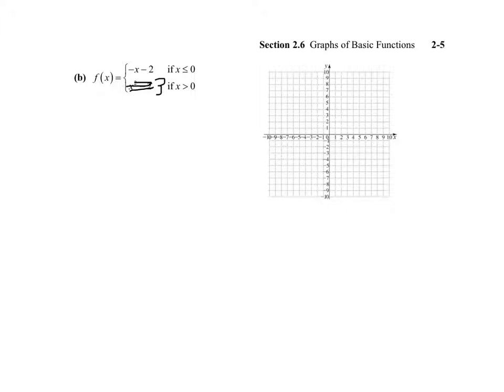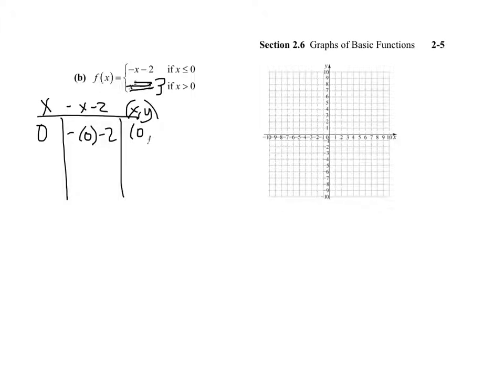So let's go through the same process that we used a moment ago. We're going to have to make a table. We're going to plug into negative x minus 2 in order to get ordered pairs for this top equation. Look at your domain restriction. We're supposed to use it when x is less than or equal to 0. So our starting point will be 0 because we need to know what happens when x is 0. And if I plug in and simplify, I should have the ordered pair 0, negative 2.